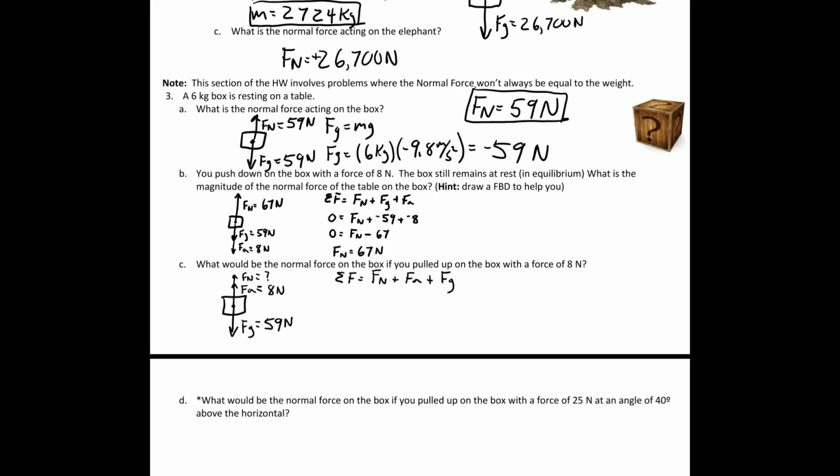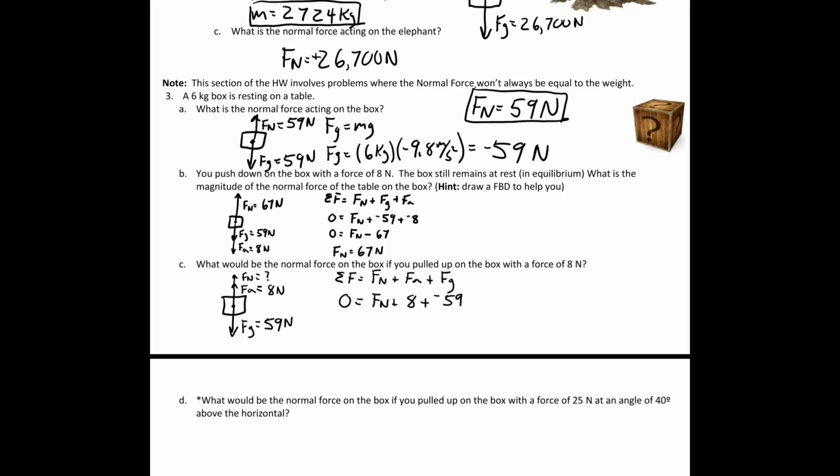Now, are you accelerating? No, you're still at rest. So your net force is 0. Your normal force is what you're looking for. Your applied force is 8 newtons upward, so you keep that positive. Your weight is 59 newtons downward, so you make that negative 59.